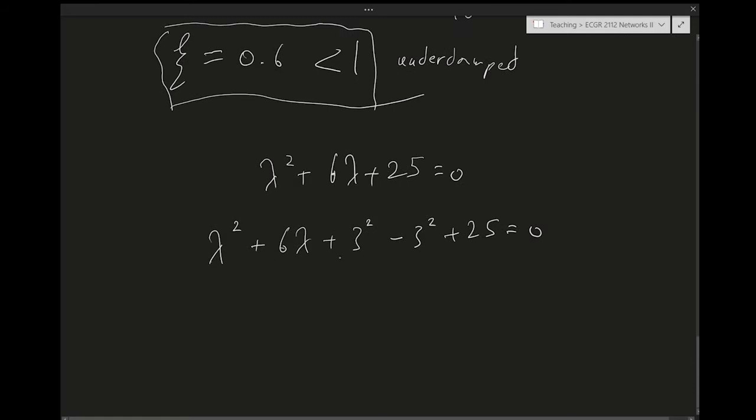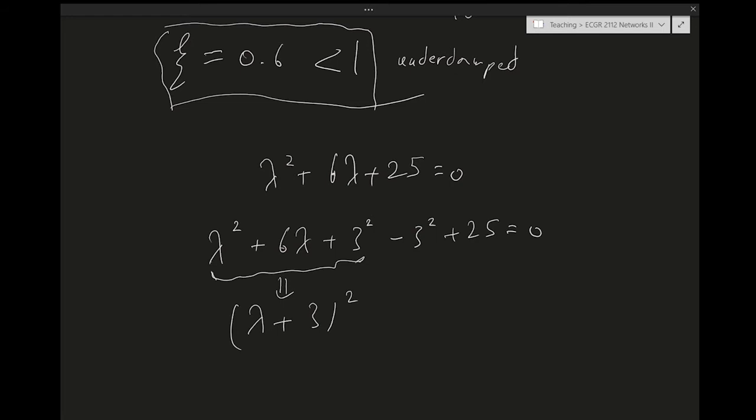I want to get something here that is in square form, right? And instead of this, I can write lambda plus 3 squared. I get the same thing. So this is lambda squared plus 3 squared plus 2 times 3 times lambda, which is 6 lambda. And then I end up with plus 25 minus 3 squared, plus 25 minus 9. 25 minus 9 is 16. So this becomes plus 16.